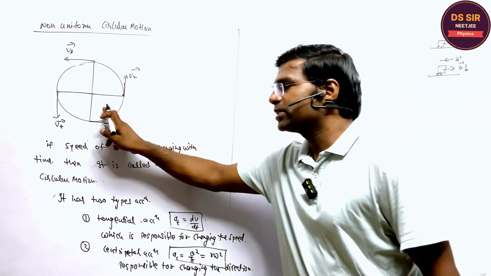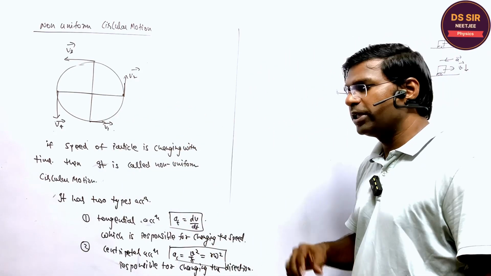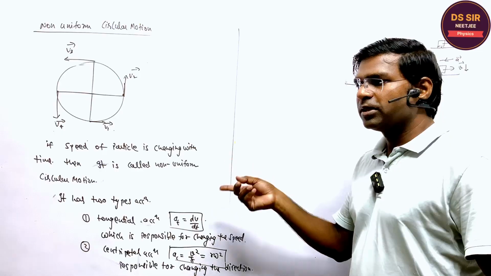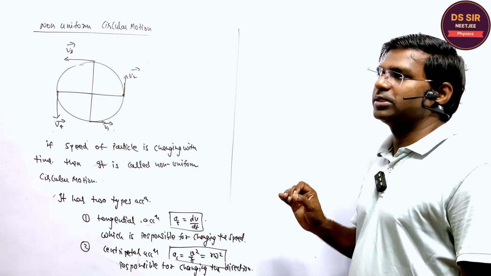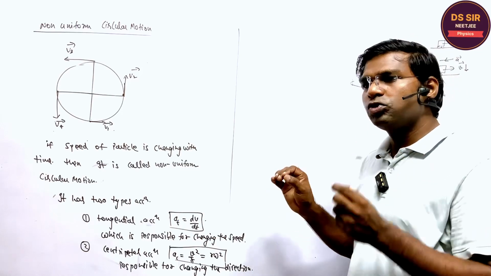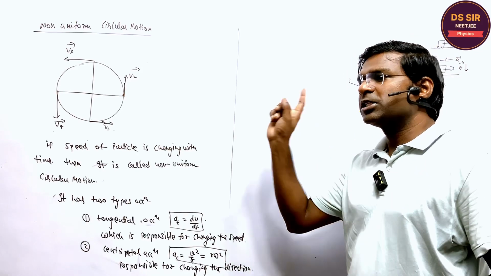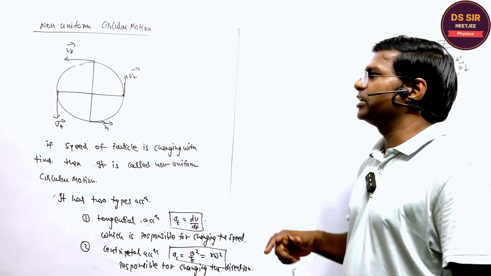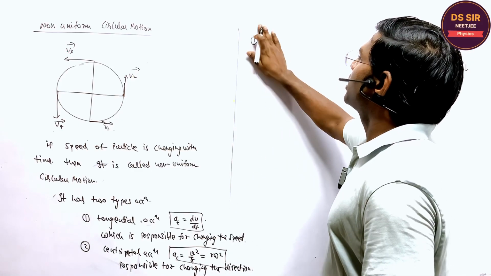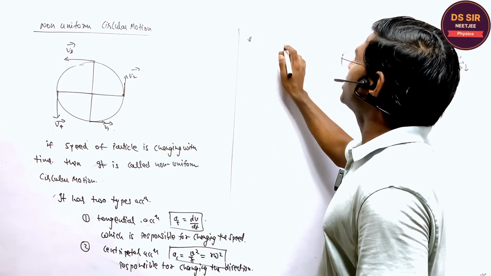So in the non-uniform circular motion, there may be two cases: the speed is continuously increasing or the speed is decreasing. All right. When you switch on the fan, the speed of the particle on the blade of the fan is continuously increasing. In this case, you can write this as case 1.